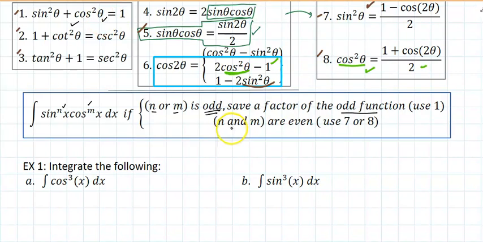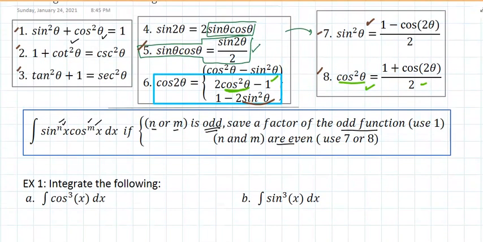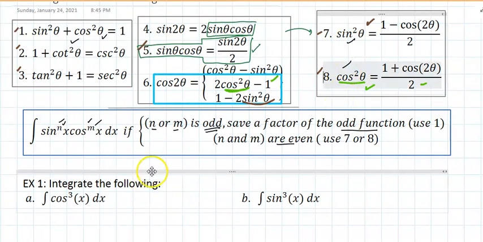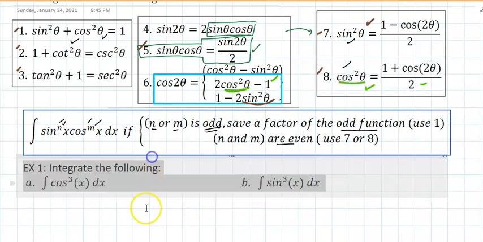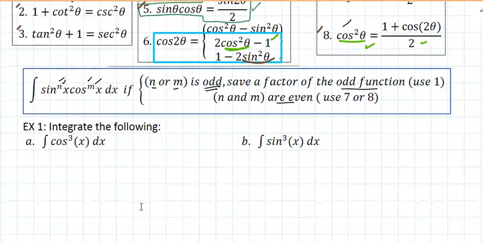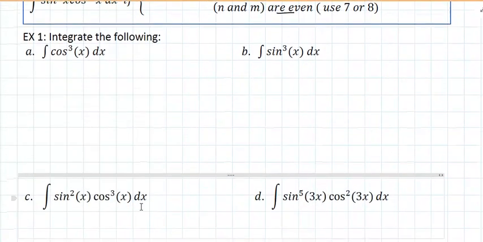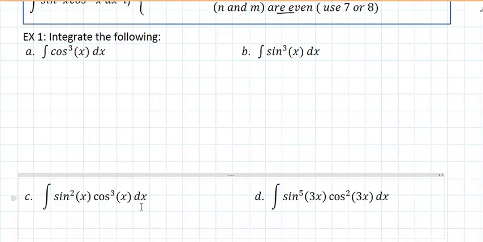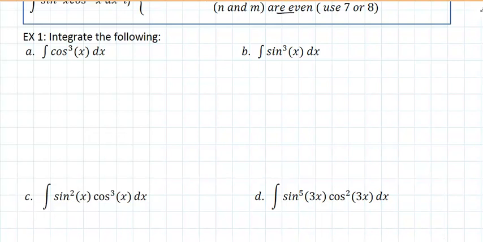If n and m both happen to be even, then you would use 7 or 8, depending on whether you have the sine or the cosine. So to start off, my first example, I want to do both of those odd, then a combination of even and odd, and then go for evens. So I start off with the first example.